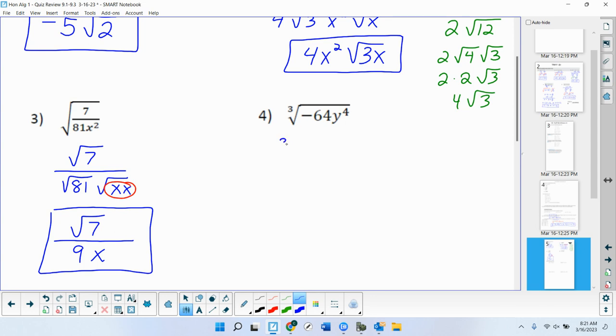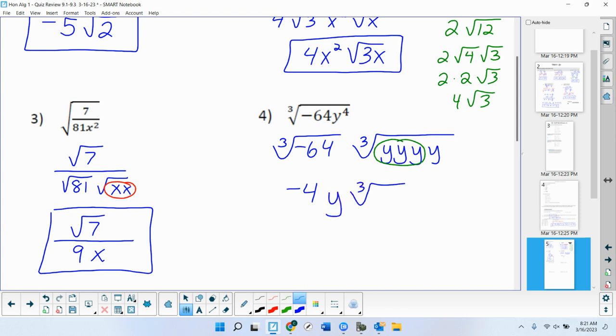We're going to break this up. Cube root of negative 64, cube root of y times y times y times y. Haley, what multiplies 3 times to give you negative 64? Negative 4. Guys, you are allowed to take the cube root of a negative number. Not a square root, but a cube root you are. And then we're looking for groups of 3. How many get to come out? 1. What's left underneath? 3, cube root of 1. Questions there?